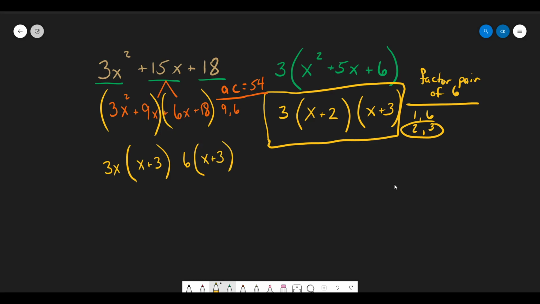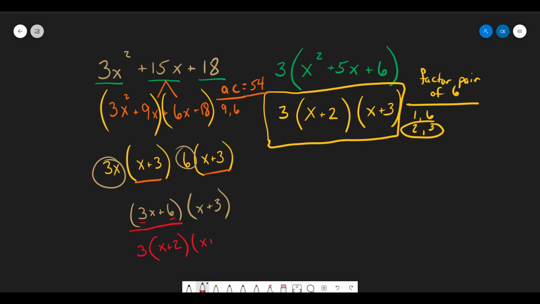Now, I do see that I'm getting a twin here. So I'm going to take my two GCFs, the 3x and the 6, and I'm going to write that in one parenthesis, 3x plus 6. And then in the other parenthesis, I'm going to write x plus 3. But then, at the end here, you have to realize if I look at this parenthesis, 3x plus 6, that actually has another GCF to it. And that GCF is 3. So I have to take another GCF out. And then I'm left with x plus 2 there and x plus 3.